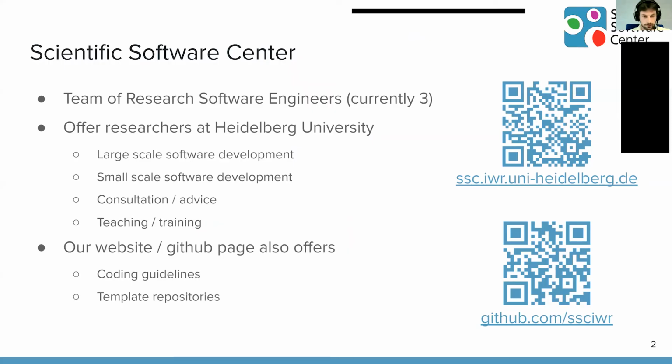So very briefly who I am, I'm a research software engineer at Heidelberg University. Currently, there are 3 of us in the Scientific Software Center, and we offer researchers at Heidelberg University help with their software development on both very small scale and larger scales. We offer consultation, advice, and teaching and training. If you're interested in learning more, we have our website here and our GitHub page. And in particular, on our GitHub page, we offer some coding guidelines and some template repositories to help you get started with new projects.